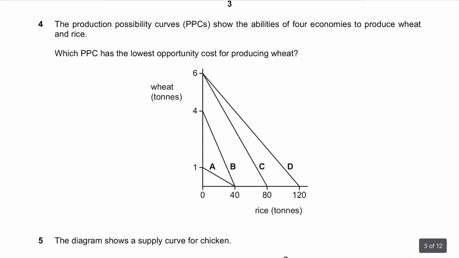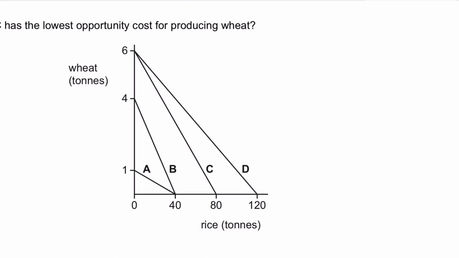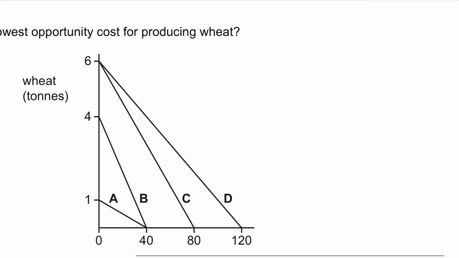Question 4 says, the production possibility curve shows the abilities of 4 economies to produce wheat and rice. Which PPC has the lowest opportunity cost? Okay, so it's a good question. They have drawn a PPC for 4 different countries. Let's say this is country A, and let's take wheat and rice here. This is country B. Okay, first let's write down the values for country A.